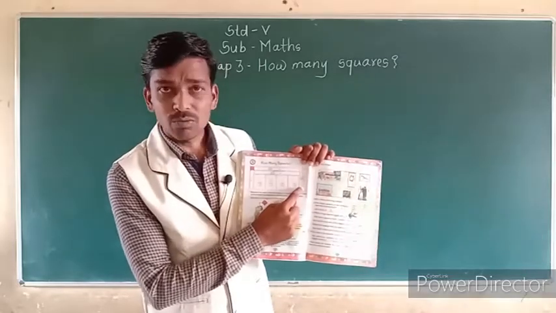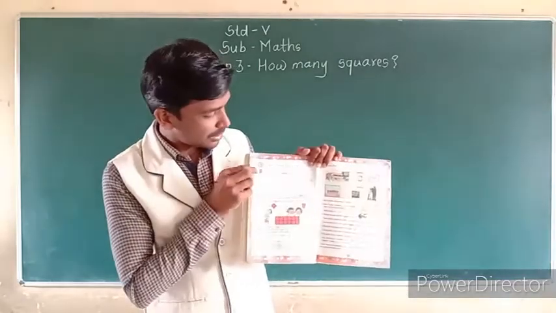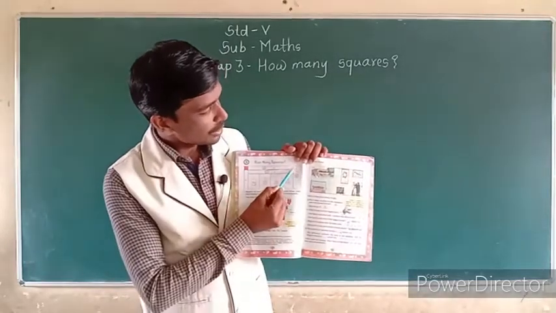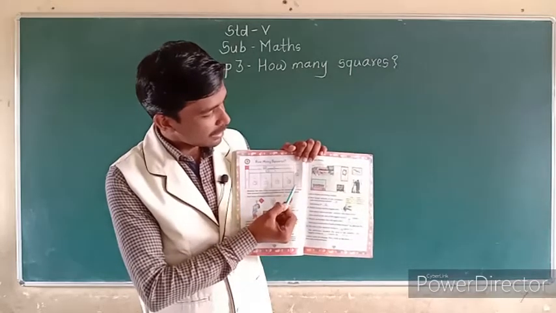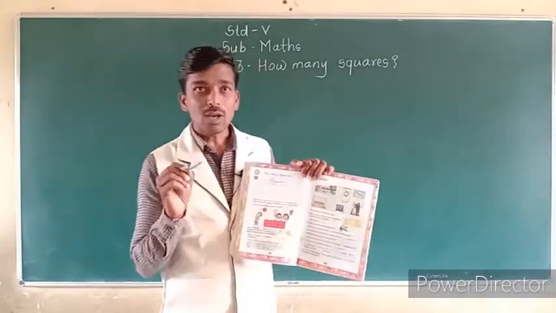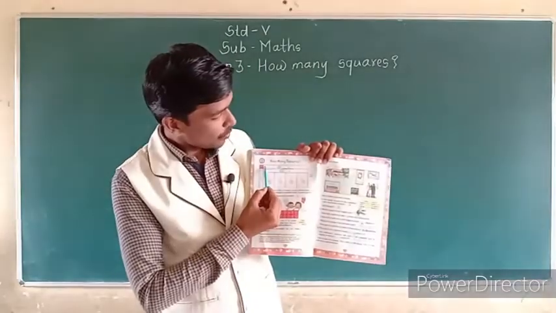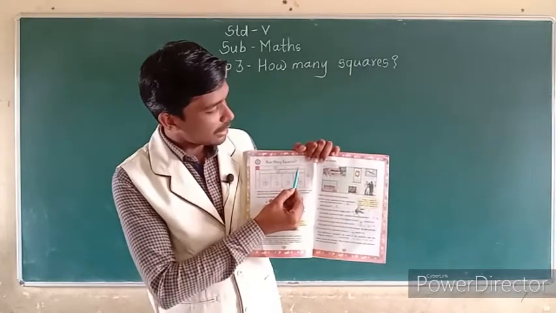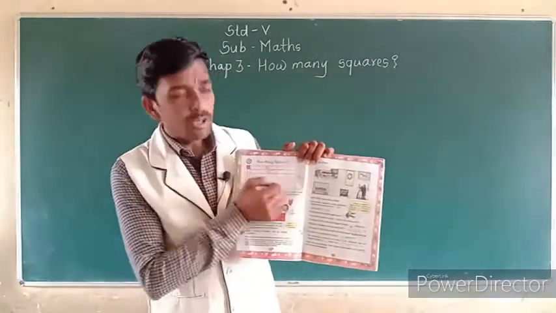See in this one, here there is one rectangle. In this rectangle how many squares are there? Small squares like this, red color squares. I will show you. Here 1, 2, 3, 4, 5, 6, 7, 8, 9, 10, 11, 12. So in this shape there are 12 small squares. Like that, see, this is one horizontal. Here also 1, 2, 3, 4, 5, 6, 7, 8, 9, 10, 11, 12. 12 small squares are there. Like that I will draw here.